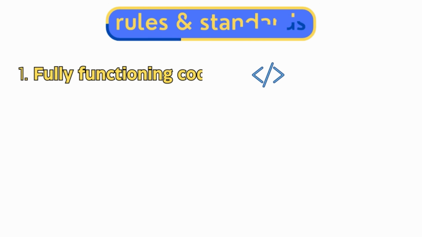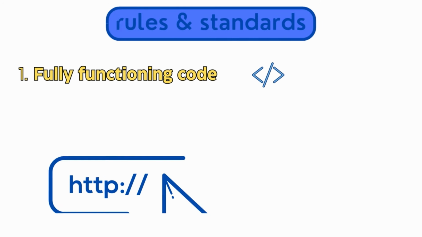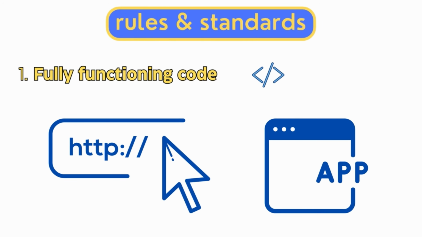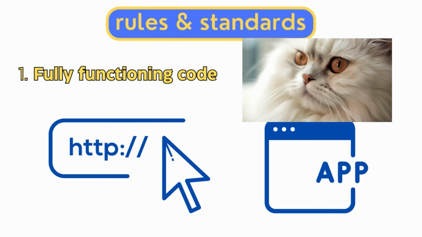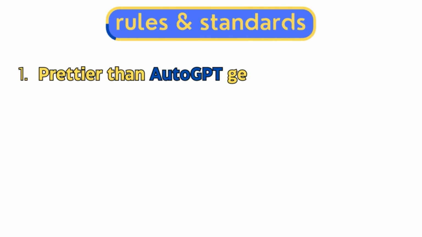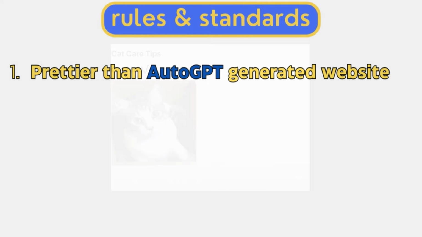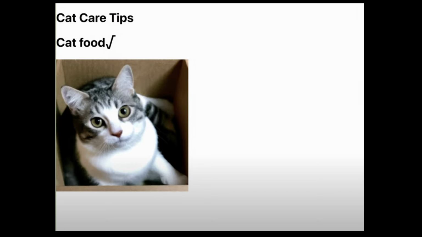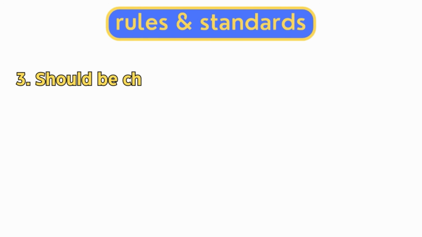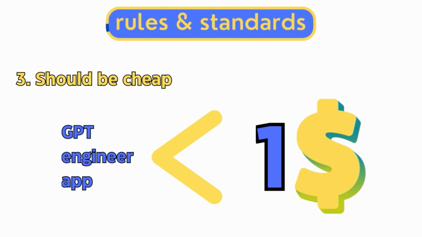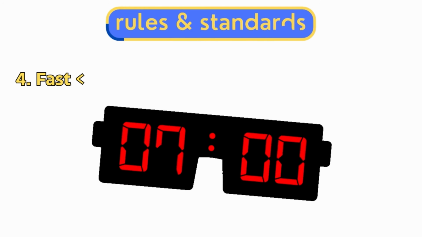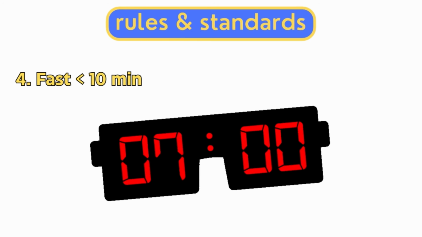First of all, the tool should generate fully functioning code for a website or an app that I don't need to tweak at all, except for maybe images. Second, the website should look better than the one generated by AutoGPT. And I really believe that this is going to be an easy task. Third, it should be cheap. I want to spend less than $1 on API calls. And lastly, the process of writing code should be fast, meaning it should take less than 10 minutes, ideally.